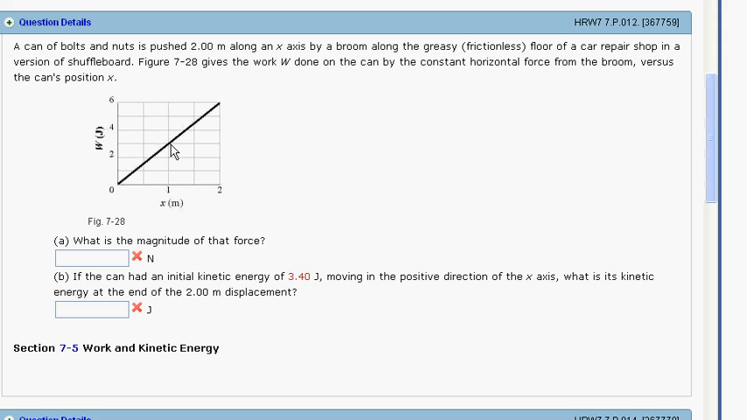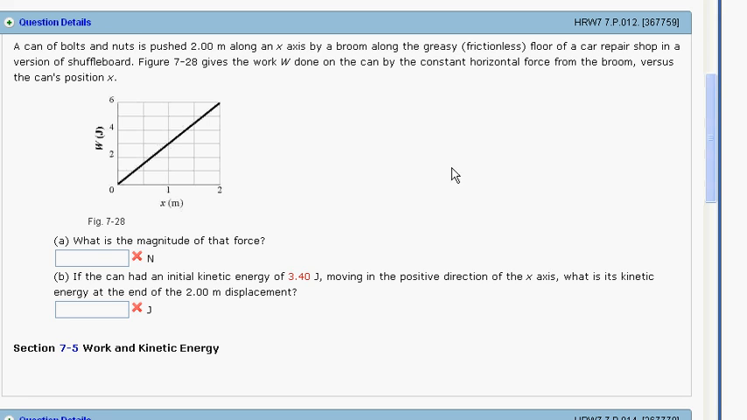Anyway, so the slope of this line here is going to be the force, the magnitude of the force. So very simply, we go up 6 joules in 2 meters. So the slope of that is simply 3 joules per meter, since a joule is a newton meter.